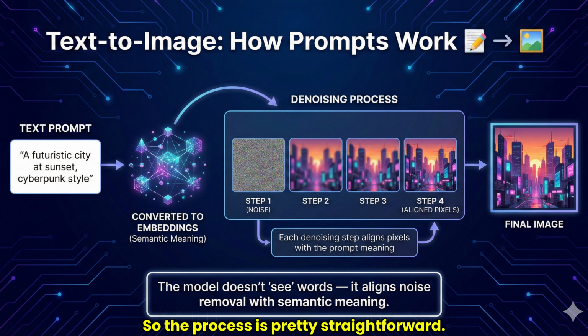So the process is pretty straightforward. Your prompt gets turned into these numerical embeddings. Then, as the AI is removing all that noise, step by step, it's constantly checking its work against those numbers. It's basically asking itself, is what I'm creating starting to look more like a futuristic city at sunset now? This is what ensures the final image isn't just random, but is actually what you asked for.